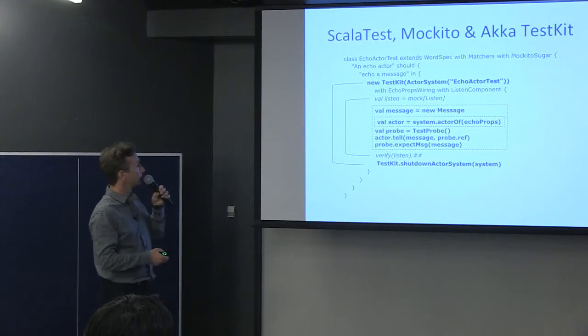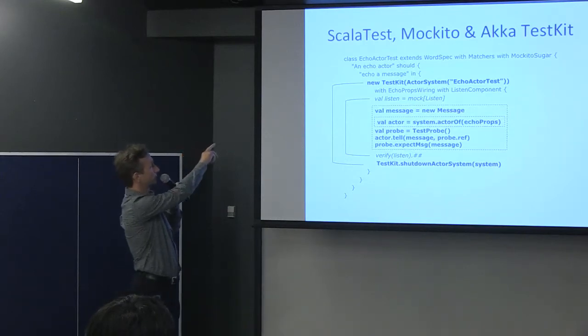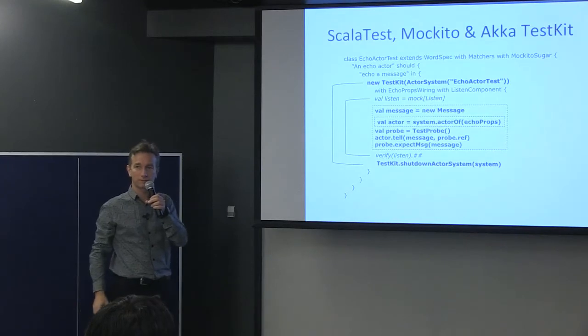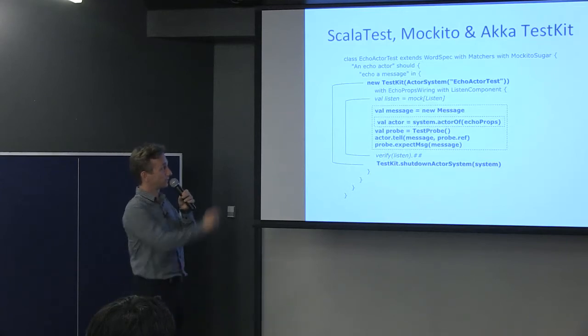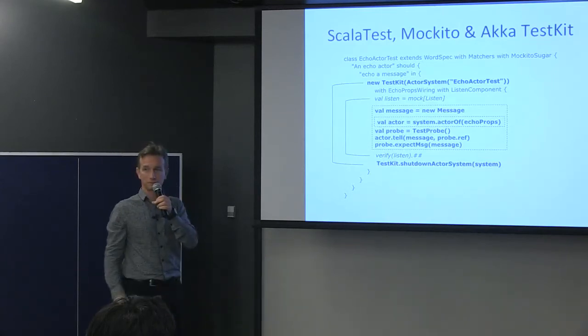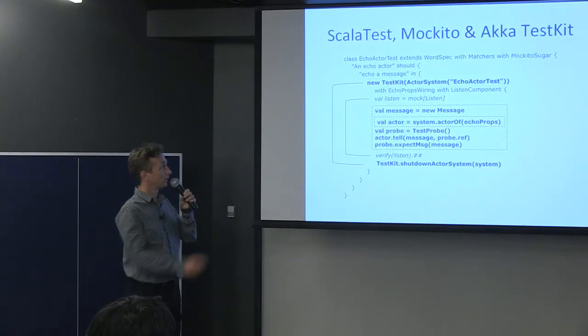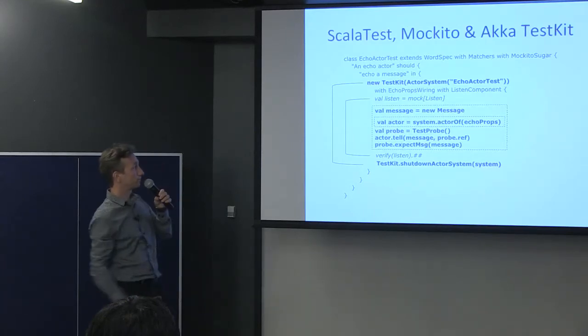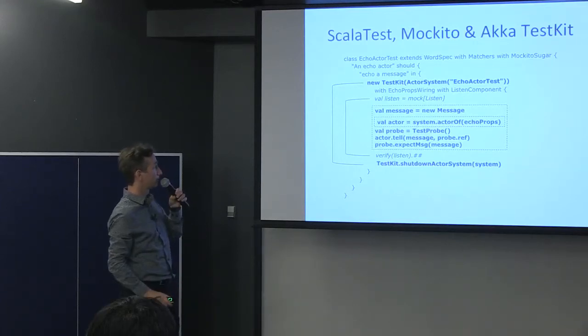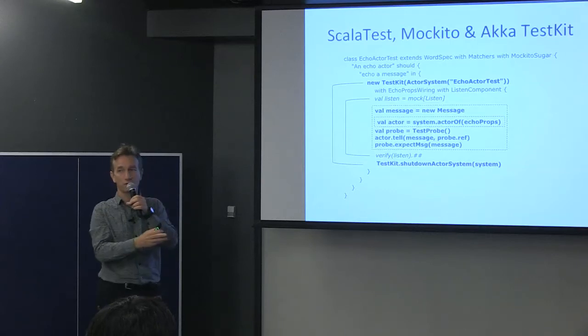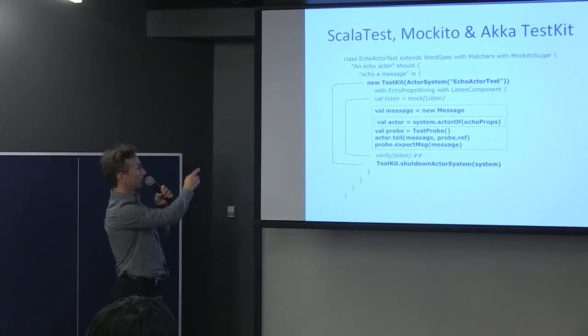So you can see an EchoActor. I'm using WordSpec, which is my favorite spec, a bit like Specs2, which I used to use before using ScalaTest, and it gives this kind of behavior-driven development feel to it. I'm using Matchers and Mockito sugar. So an echo actor should echo a message. The first thing I do is set up the actor system using TestKit, and you can see that I shut it down at the end. This is just to try and get it all on one page, so it's probably not the perfect way to write this, but it shows all the different pieces.